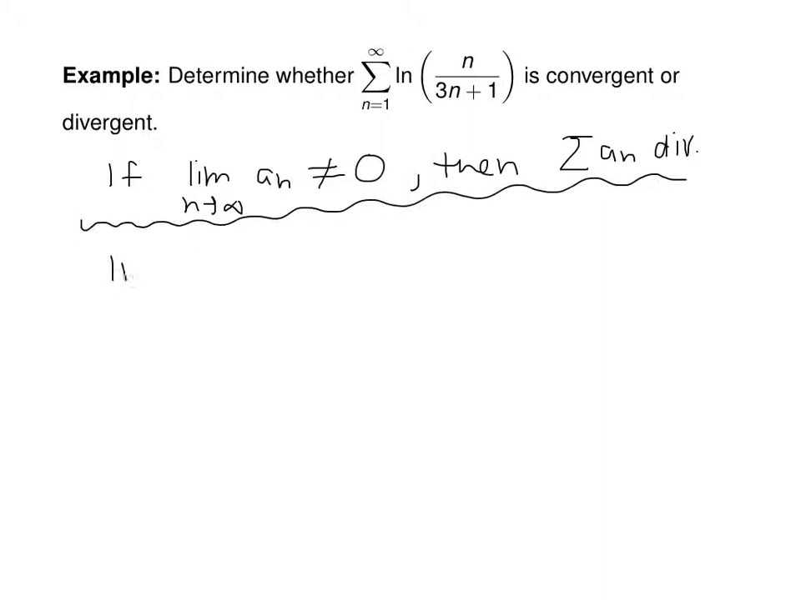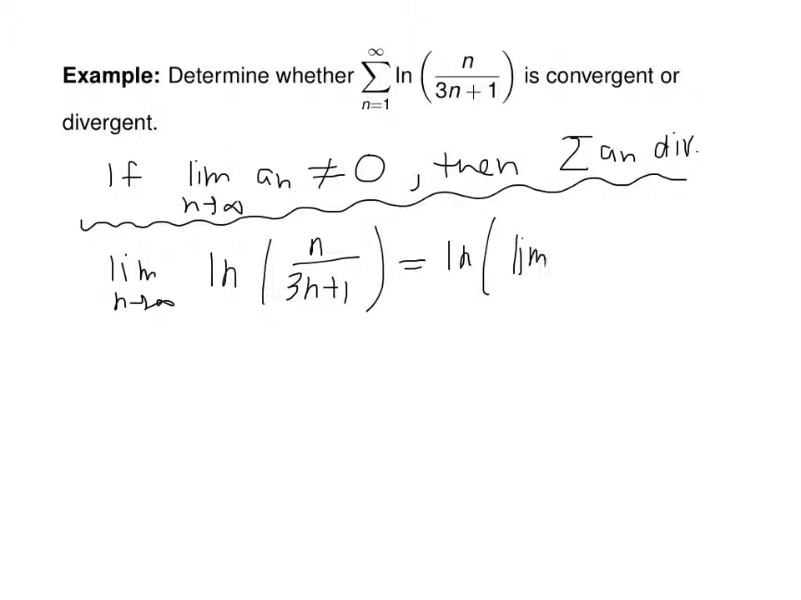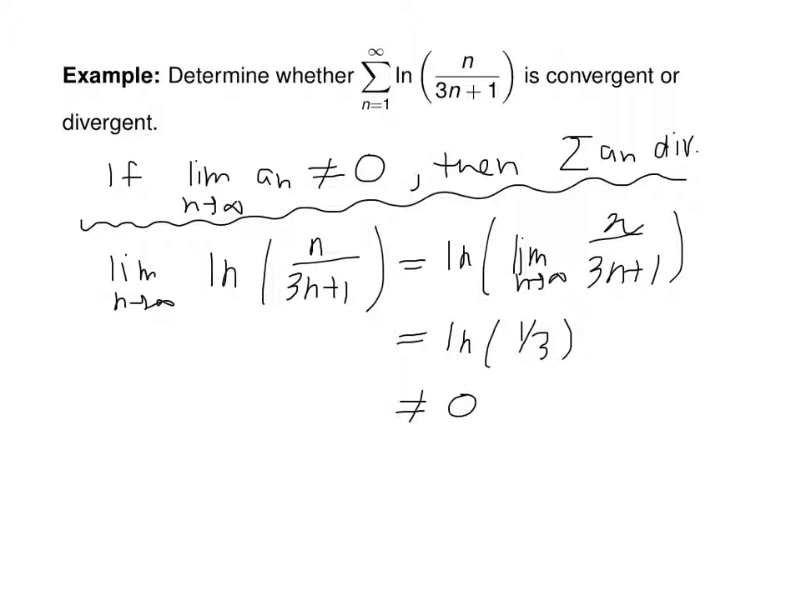So let's find the limit as n goes to infinity of ln of n over 3n plus 1. That's the same thing as ln of the limit as n goes to infinity of n over 3n plus 1, which is ln of 1/3, which is definitely not equal to 0. So, thus, the series diverges.